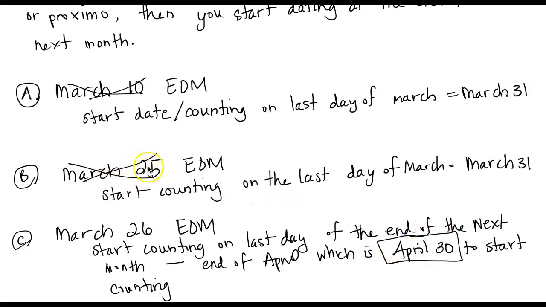So a very small difference between March 25th and March 26th in invoice dating, but a very big difference when you start to calculate your discount days. In one case, you'd start to count at the end of March, and in the next case, you start the counting at the end of April.